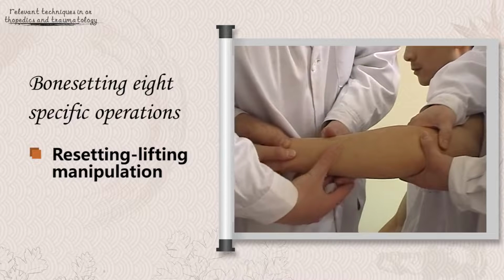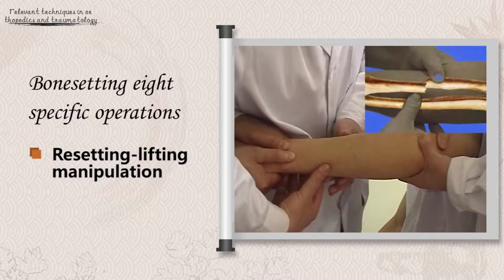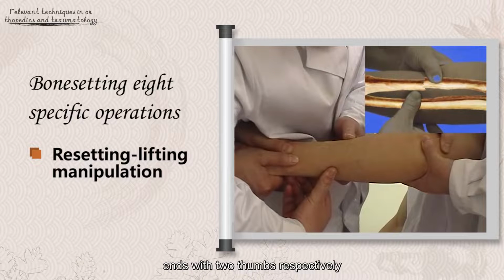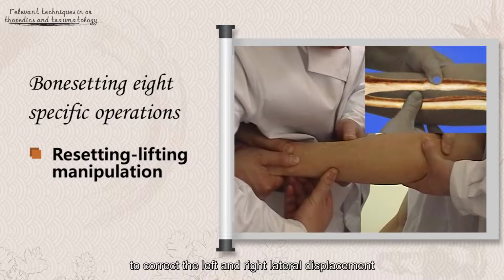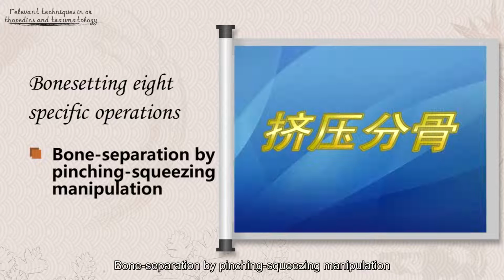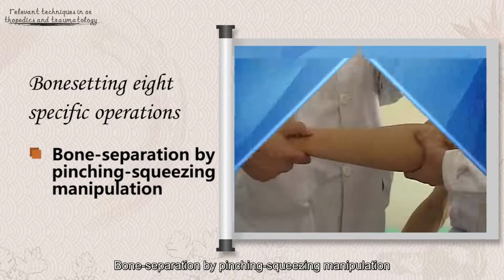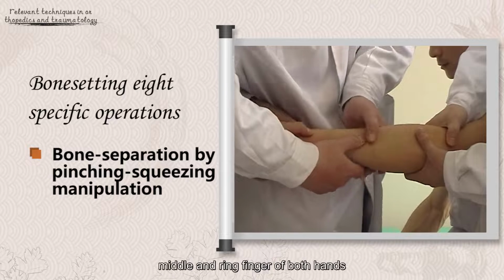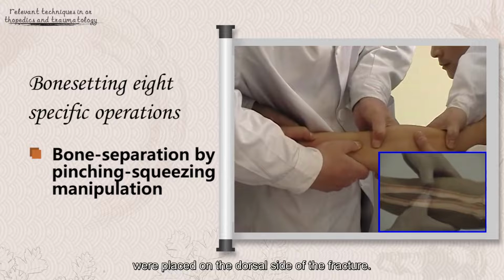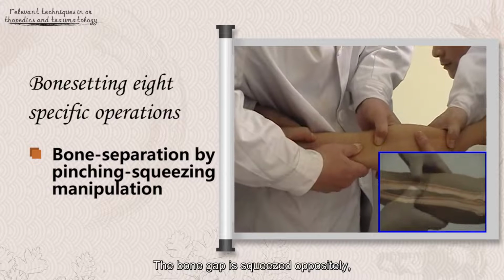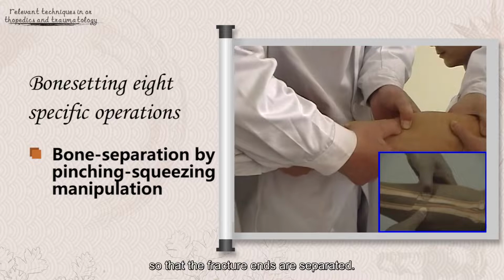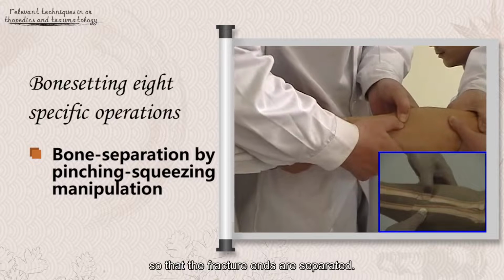Lifting manipulation. Under traction, squeeze the displaced 2 fracture ends with 2 thumbs respectively to correct the left and right lateral displacement. Bone separation by pinching squeezing manipulation. The thumb, index, middle, ring finger of both hands are placed on the dorsal side of the fracture. The bone gap is squeezed oppositely, and the bone is divided at the same time so that the fracture ends are separated.